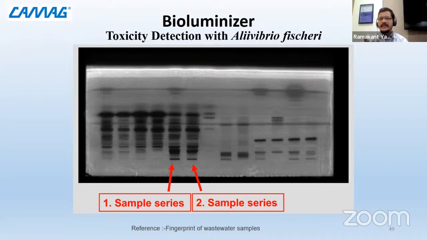Aliivibrio fischeri bacteria are bioluminescent. Suppose the separated band is responsible for the death of that bacteria, then we can't see any luminescence coming out from that Rf value. So those dark zones are nothing but inhibition zones, and we can say that the separated component is bioactive and responsible for the death of Fischeri bacteria.